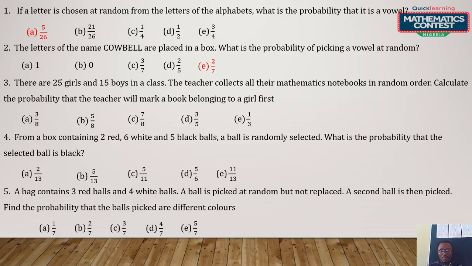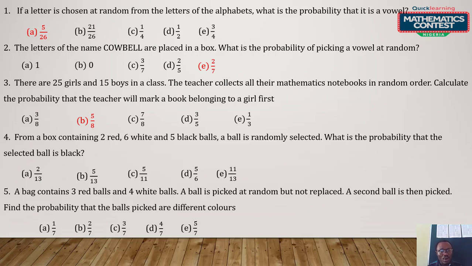Okay, time up, and the answer is 5 over 8. How do we get that? Get the total number of students first. 25 plus 15 is 40. So the probability that the teacher will mark a book belonging to a girl first is, for the girls, 25 over 40. 5 in 25 is 5, and 5 in 40 is 8, so 5 over 8 is the answer.